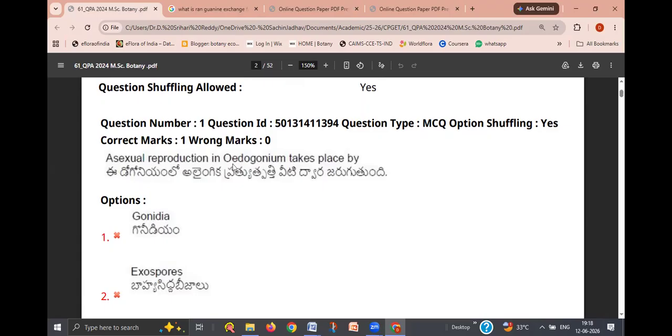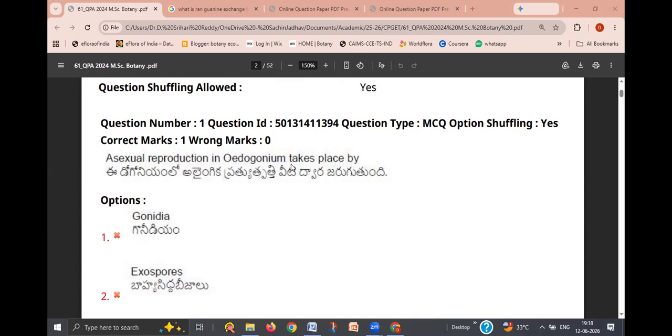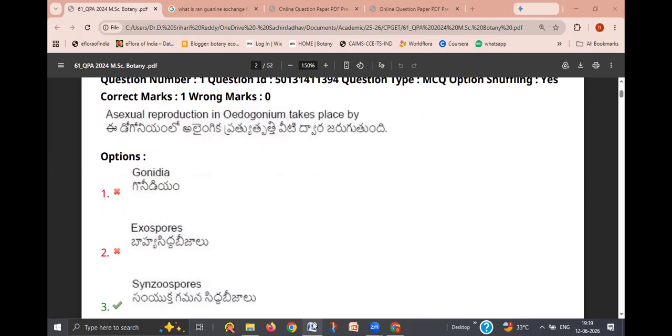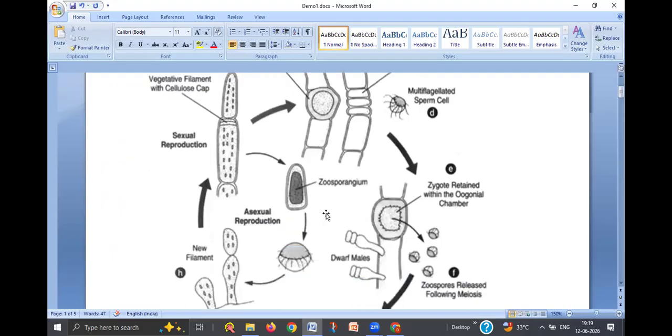Asexual reproduction in Oedogonium takes place by, that is the question. You know, Oedogonium belongs to Chlorophyceae. It is an algae. There are two types of reproduction: asexual reproduction and sexual reproduction. So how does the asexual reproduction take place? Here you see, in asexual reproduction, from the filament.